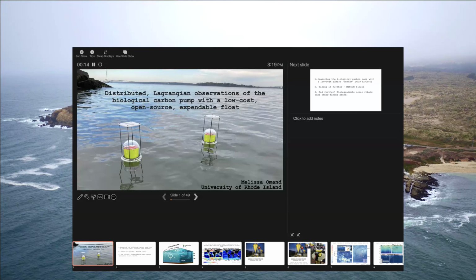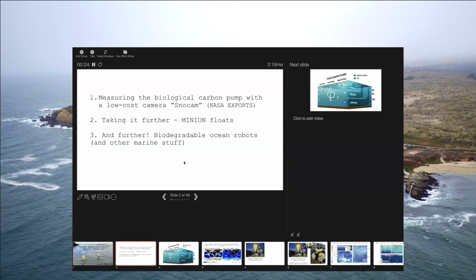I'm going to be talking about some of the robotic platforms that I build and their applications to the biological carbon pump in the ocean. First I'll describe a sort of low-cost camera that we built for NASA EXPORTS campaign and have since started to use in a variety of other settings, including, I'm really excited to start using these in coastal systems in a bottom landing capacity. And I'd love to chat more with folks that are interested in measuring carbon fluxes in the coastal area locally.